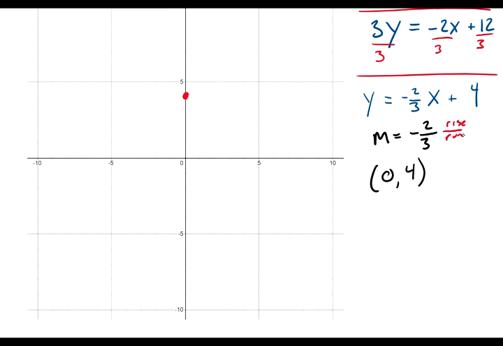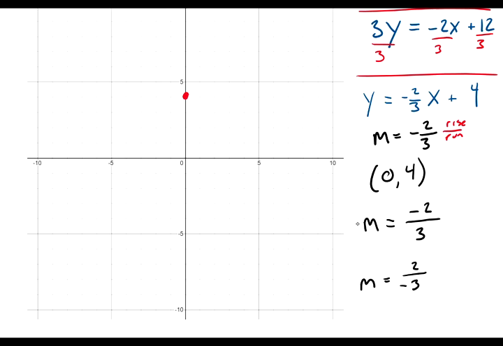Now, if we look at that slope, there's a negative sign, but there's only one negative sign. So that negative sign is either going to be connected to the 2 on top or the 3 on the bottom. It doesn't matter which one, as long as we're only using a single negative sign. So we could treat this slope like it's negative 2 over positive 3, or we could treat it like it's positive 2 over negative 3. It doesn't matter where the negative sign is, as long as we're not making both numbers negative.